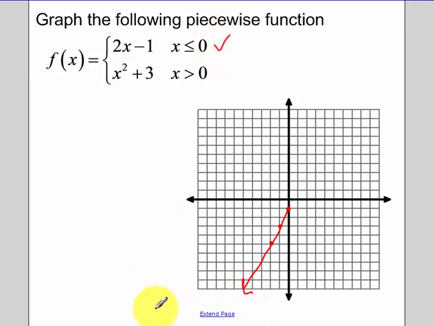That's this top part. Next part is x squared plus 3, so it's going to look like a parabola for x is greater than 0. So I plug in 0 for my x to get where my graph starts. We start at 3. And then I plug in 1, and I get 4. I plug in 2, and I get 7. Graph looks like that, with an open hole at the y-coordinate of positive 3.